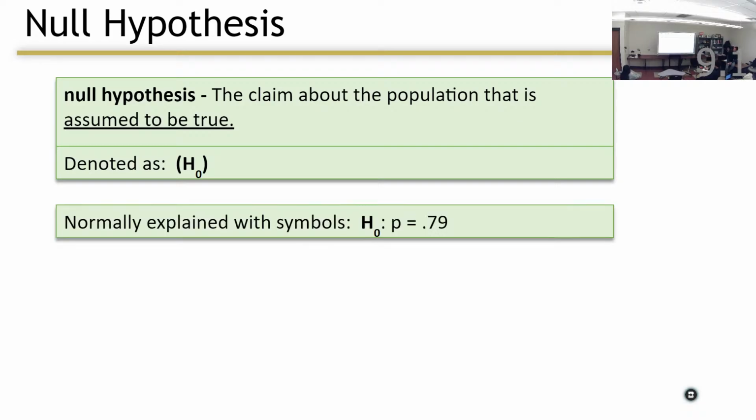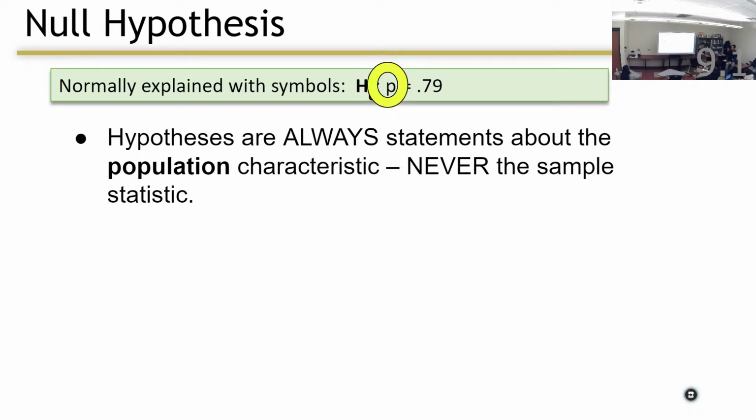Denoted as H sub O, normally explained with symbols. So I use a colon, but some students use a comma. You can use whatever. I just don't like to see H naught equals 0.79. You've got to have the parameter in there, and it's a parameter, not a sample. Parameter. Always about populations, never samples. You're going to hear me say it until I'm blue.